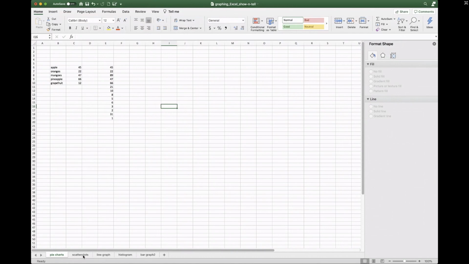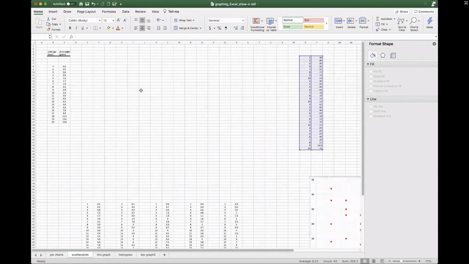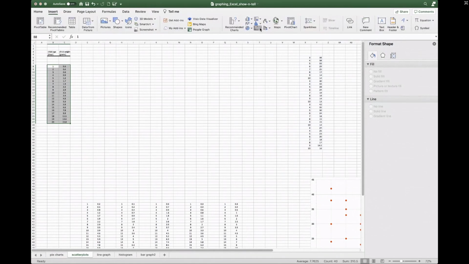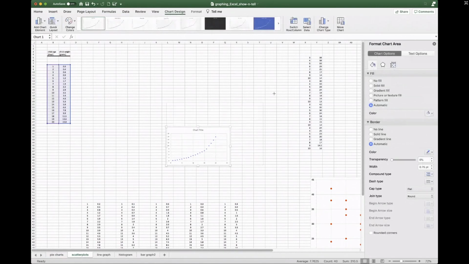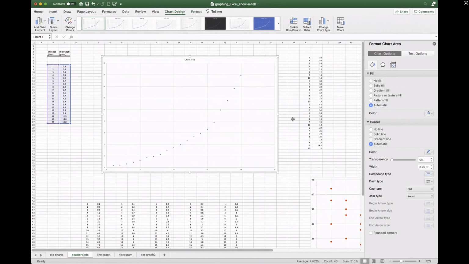All right, scatter plots. Hide this. Now, same thing. I'm going to highlight my data. I'm going to go to insert. Insert is always the key. Scatter plot, and there it is. Okay, now you notice how small everything is.